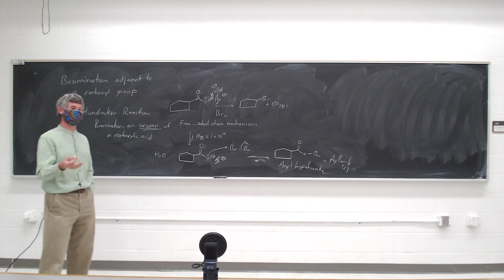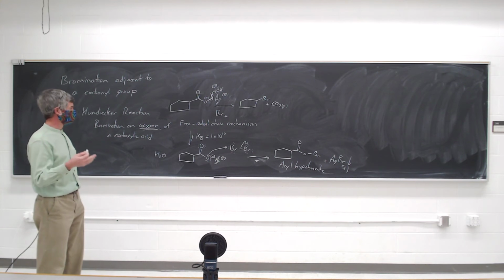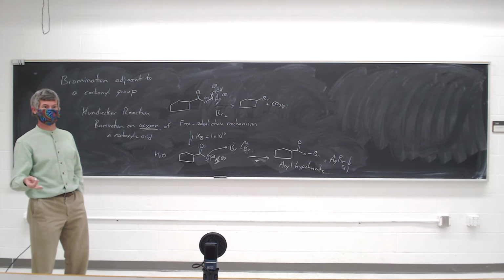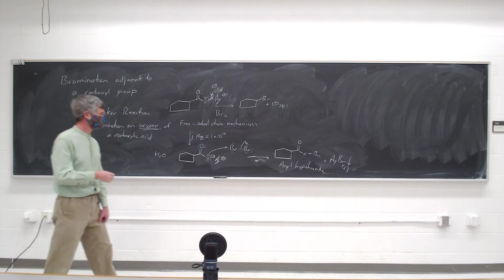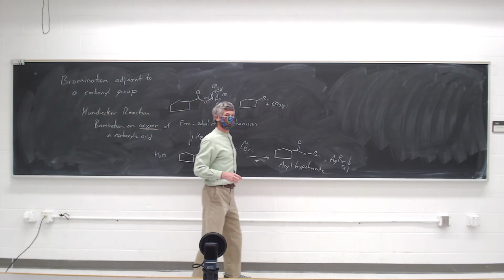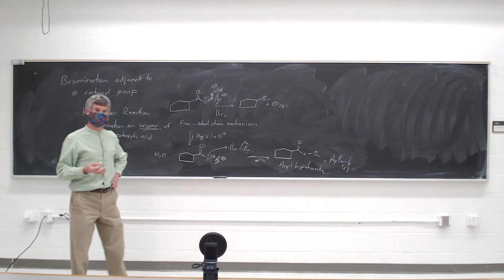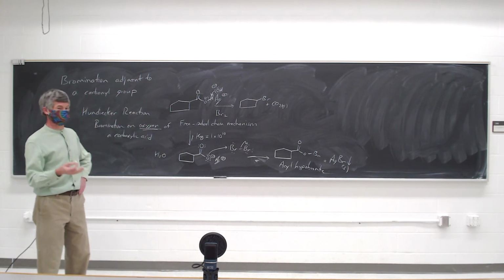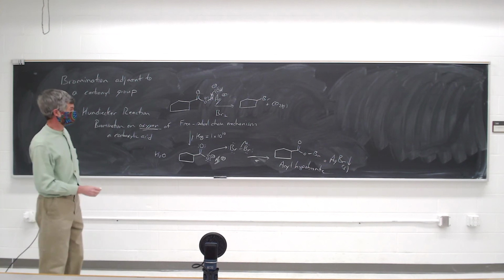Very similar to what we did in the Finkelstein reaction, where we converted an alkyl bromide or an alkyl chloride to an alkyl iodide, and we used the insolubility of the potassium bromide versus potassium iodide to drive that reaction forward. There's another reaction we'll cover later in the amines chapter, called the Hofmann Elimination, which is also driven forward by the formation of insoluble silver salts.